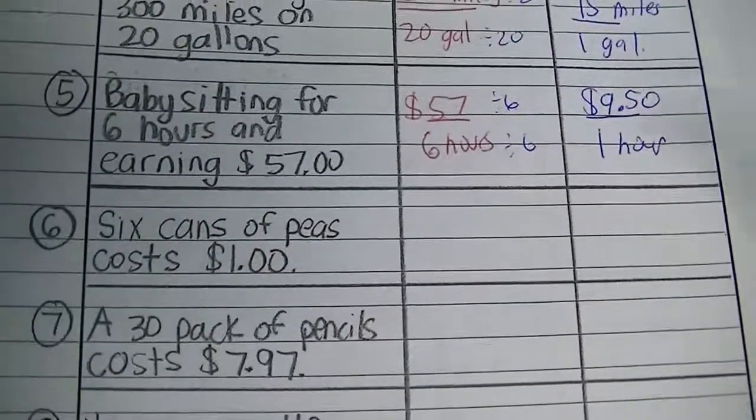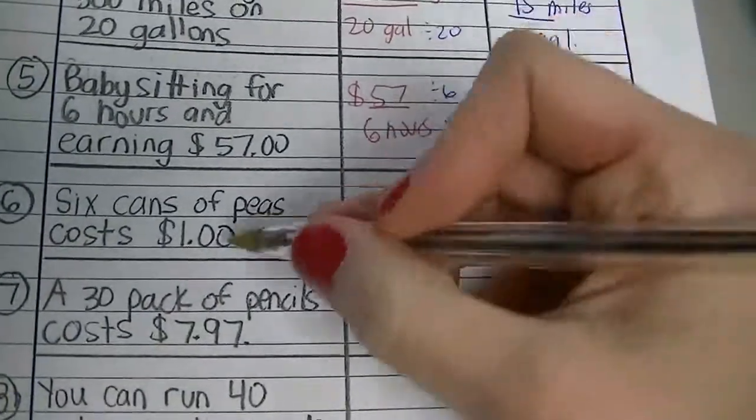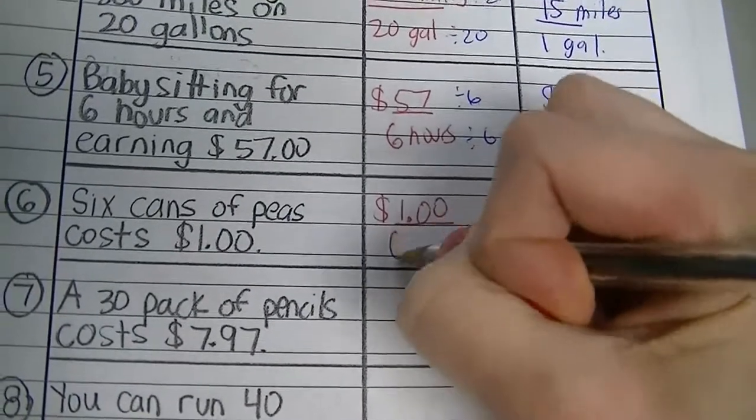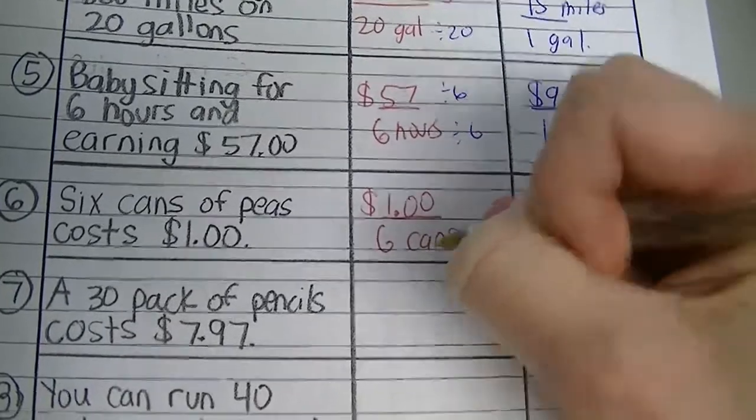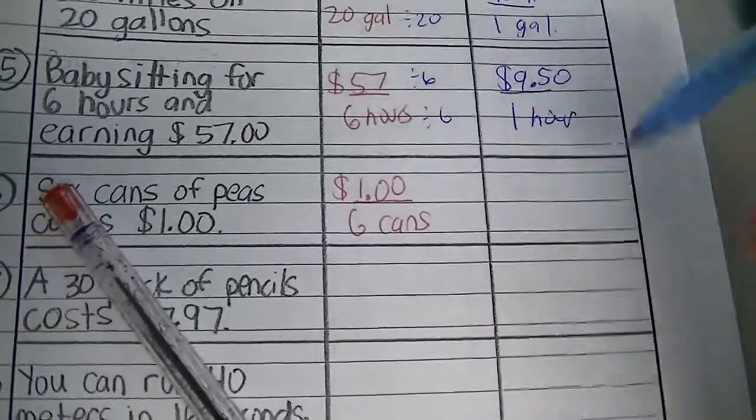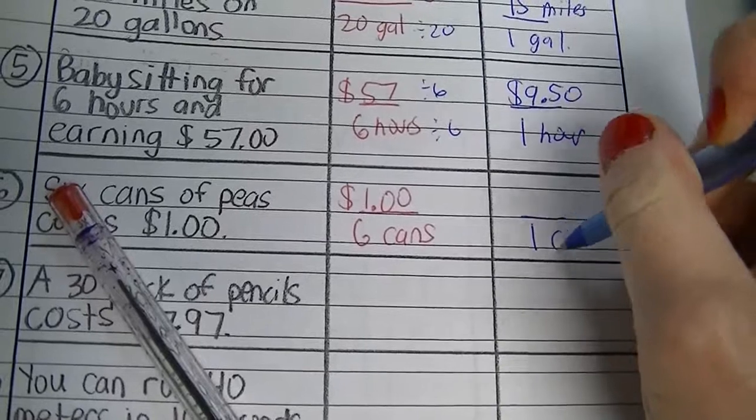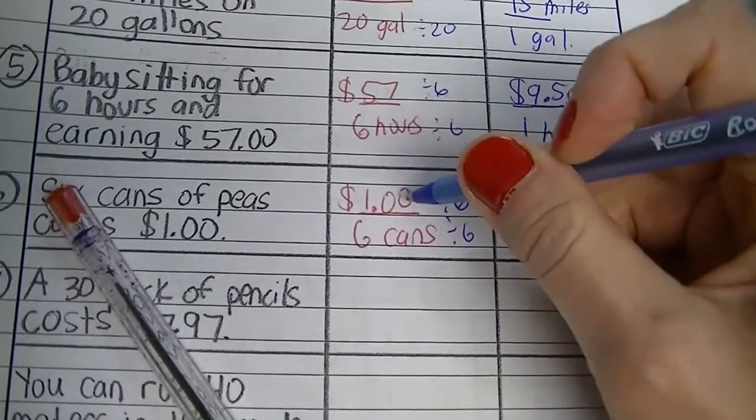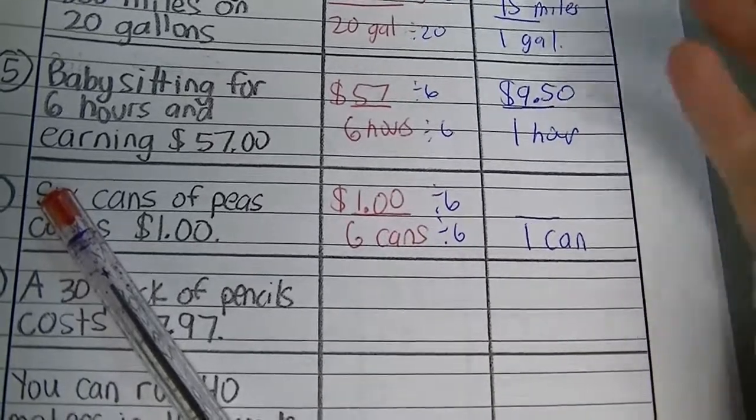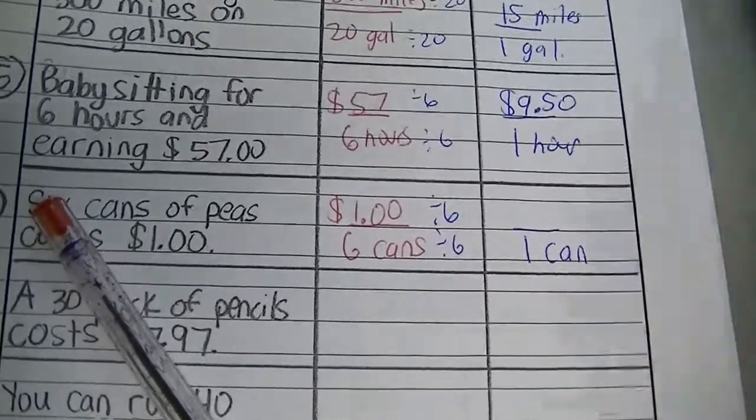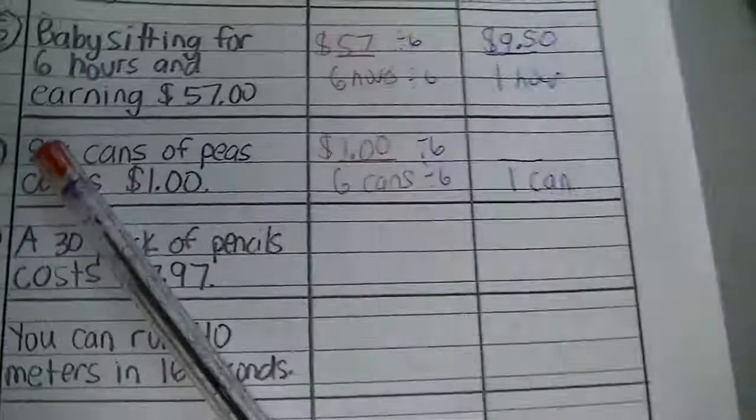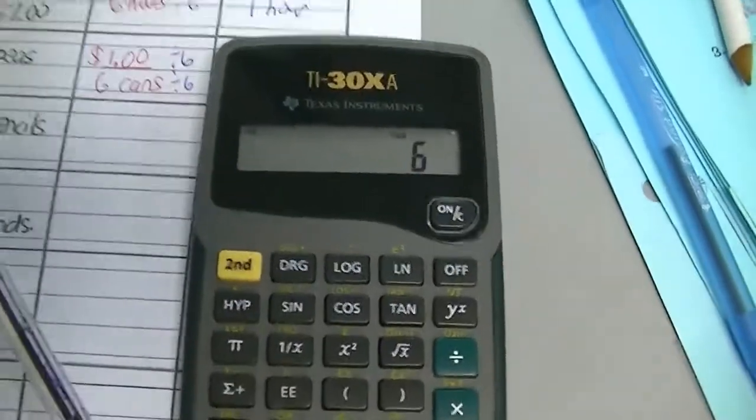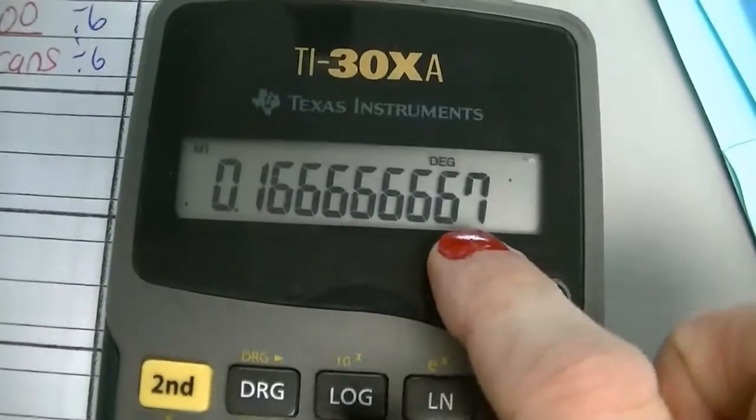Okay. 6 cans of peas cost $1, so there's a cost right there, so $1. And I get 6 cans. And I want to find the unit rate. So I want to know how much is 1 can. So I'm going to divide by 6, divide by 6. 1 divided by 6. You should get probably a decimal. And I want to make sure you're rounding it correctly. So I'm going to go ahead and show you what I got. So I would go 1 divided by 6. And you see right here how we get this.